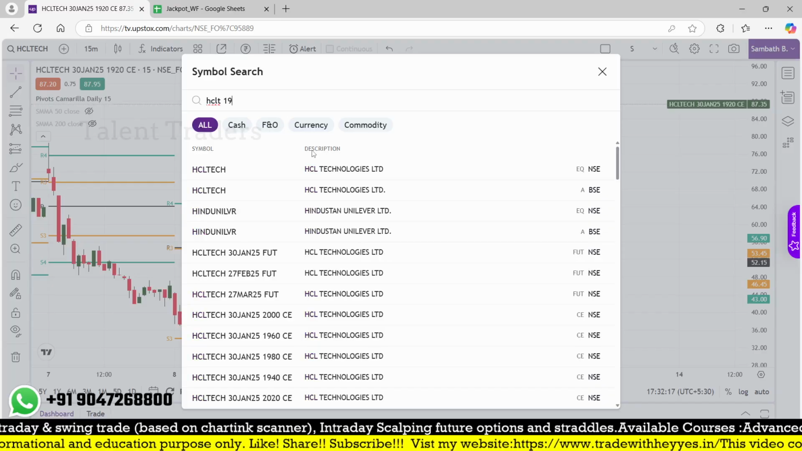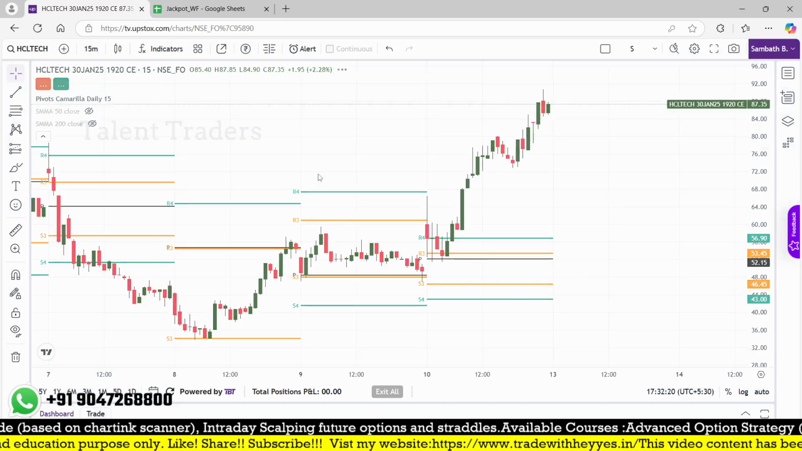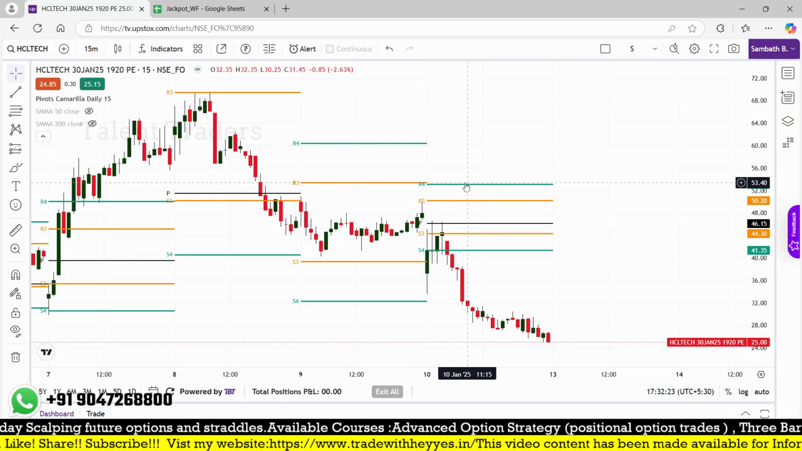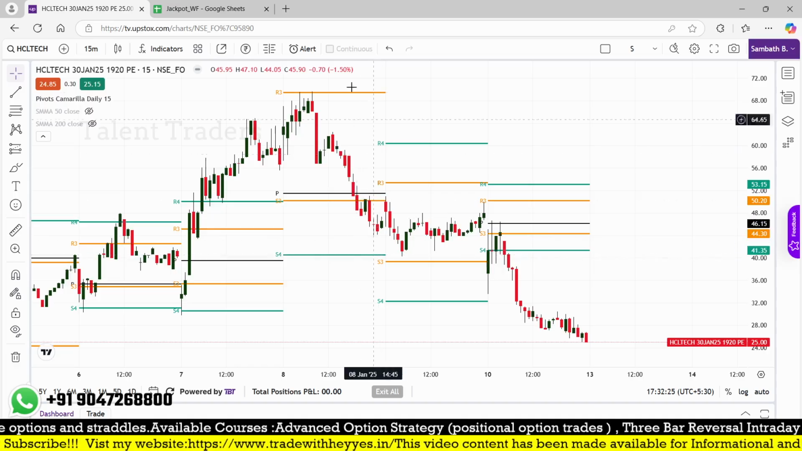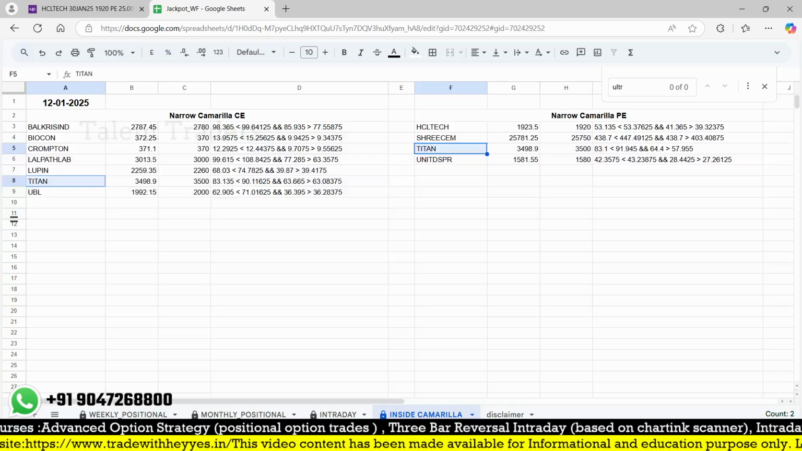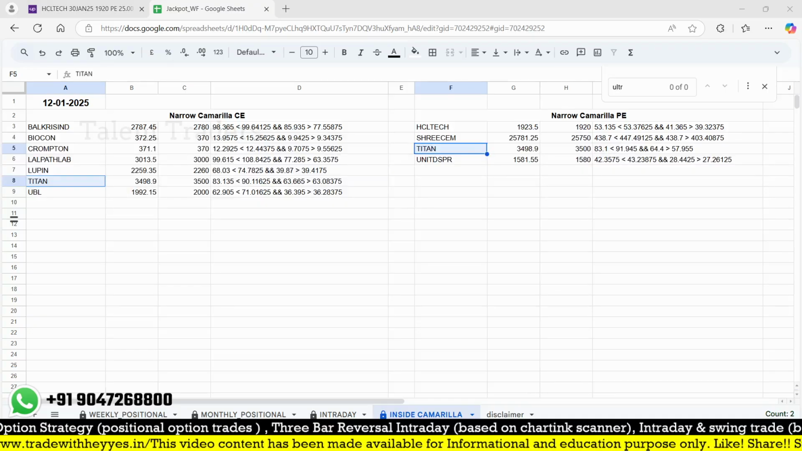HCL Technologies 1920. The put option should be the strike price inside. But it is an inside, and it doesn't break the R4. If it does break the R4, I'm just looking for an opportunity. So that is the key concept, which I used for an R4 breakout on the inside level.